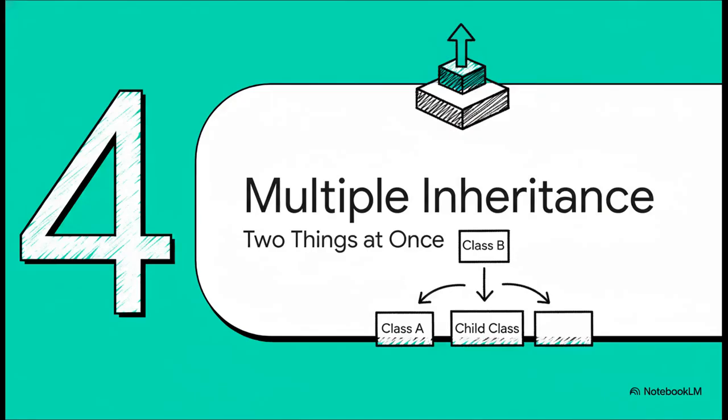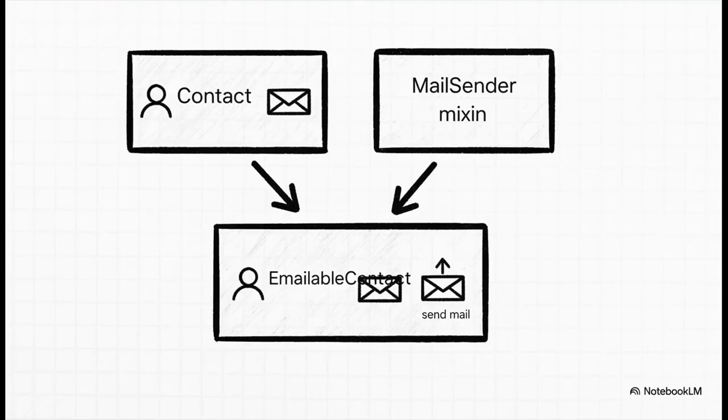Okay, so far so good. Everything has had just one parent. But what if an object needs to be two different things at once? This is where we pull out the big guns, a feature called multiple inheritance. Now, one of the most common and frankly safest ways to do this is with something called a mixin. A mixin is basically a little class that just gives you one specific superpower, like the ability to send emails.